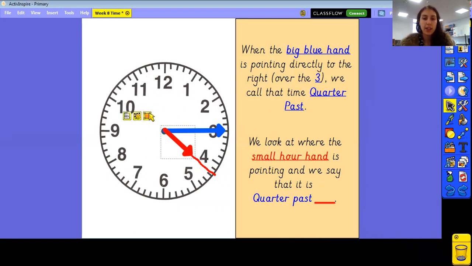Let's move again. What time is it now? Well done if you said that it is quarter past, because the big blue hand is pointing over the 3 and it has gone past 11. Quarter past 11. One more. What time is it now? Well done if you said quarter past 3, because our hour hand has now gone past the 3.